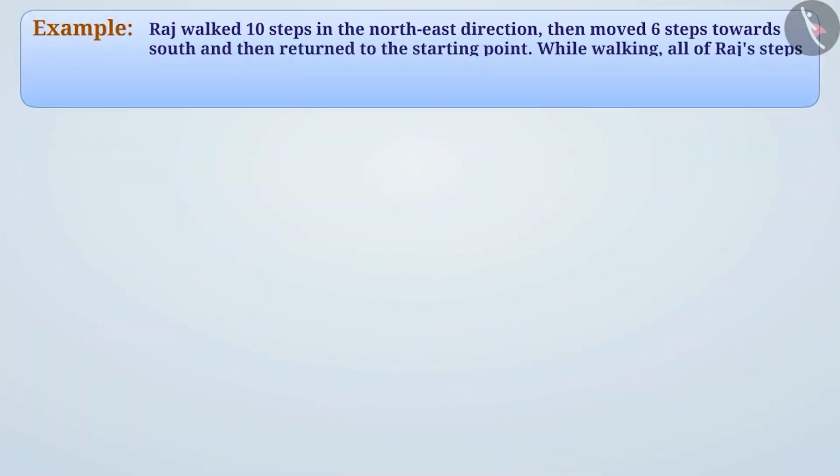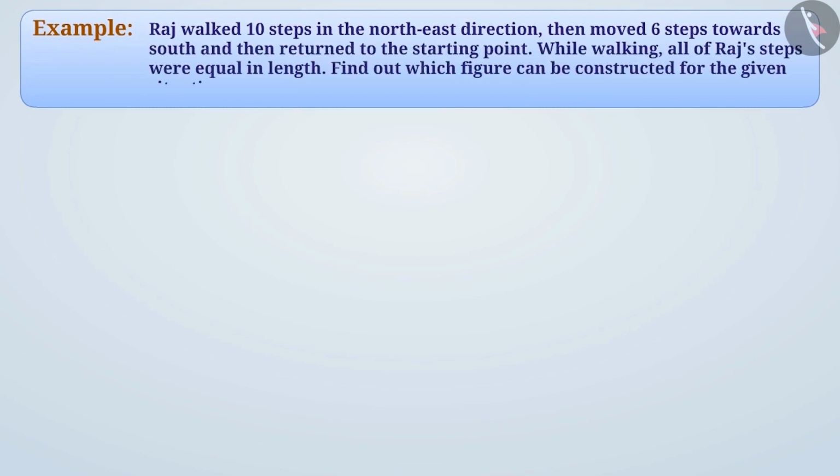Raj walked 10 steps in the northeast direction, then moved 6 steps towards south and then returned to the starting point. While walking, all of Raj's steps were equal in length. Find out which figure can be constructed for the given situation.